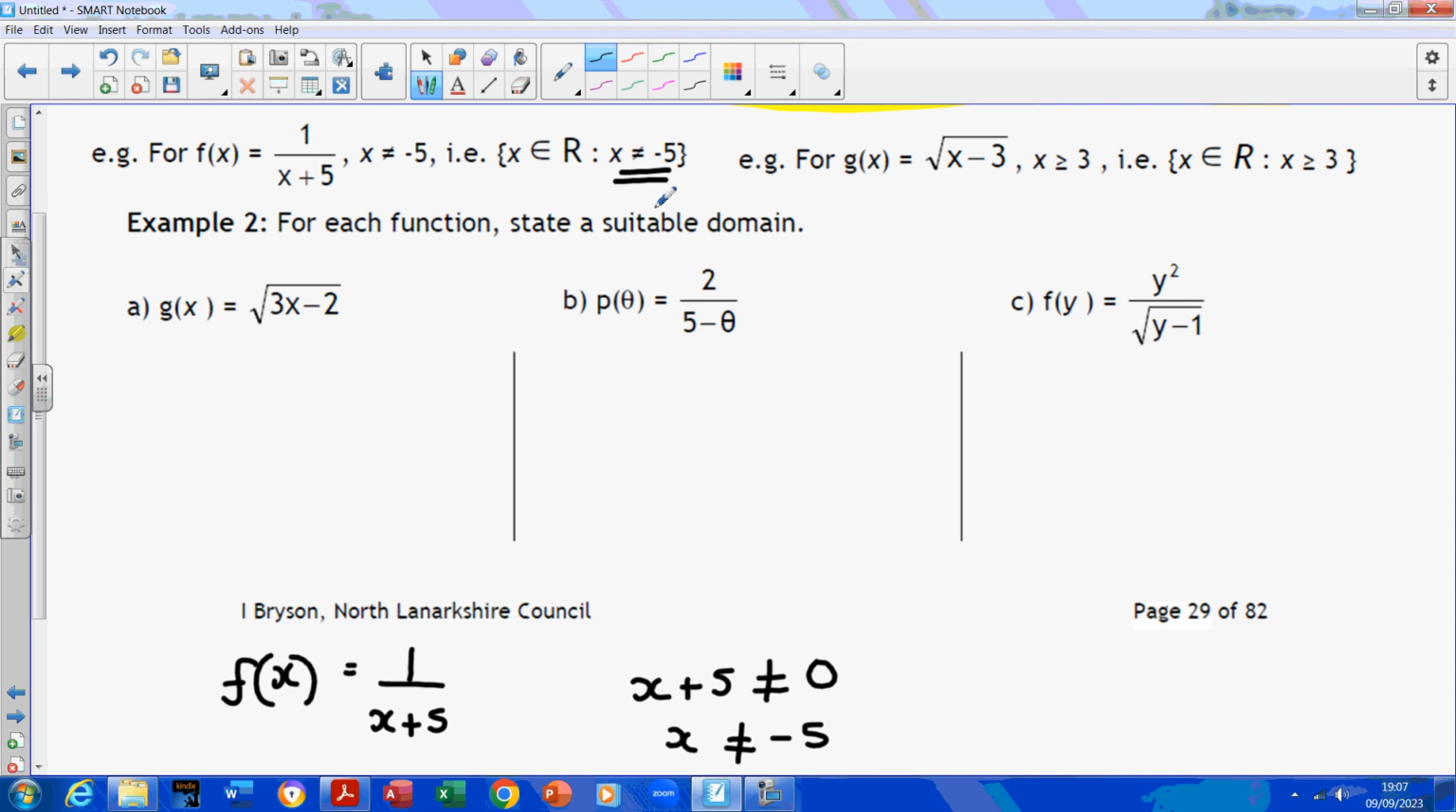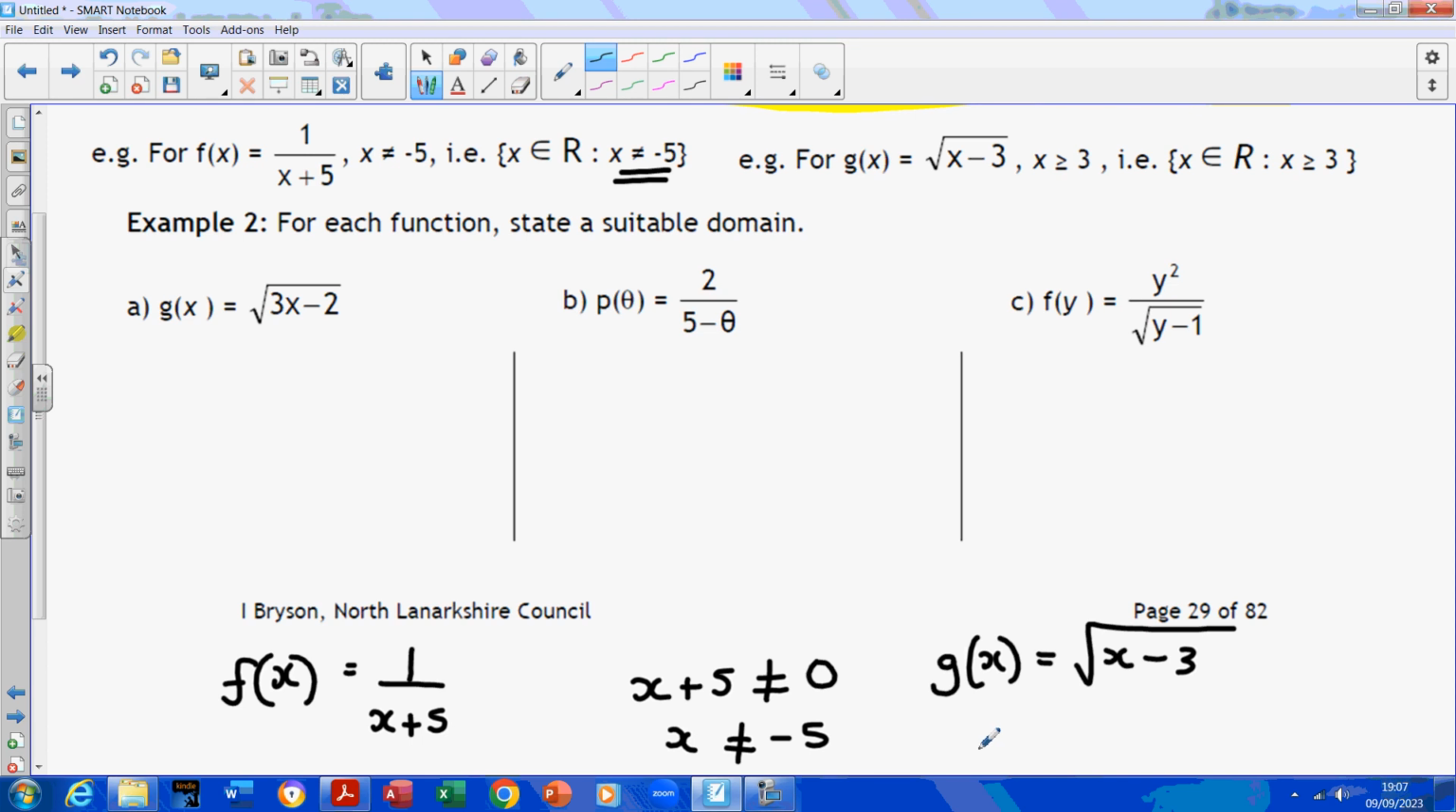Now, this one here, for g(x), we've got g(x) equal to the square root of x minus 3. So we cannot take the square root of a negative number.